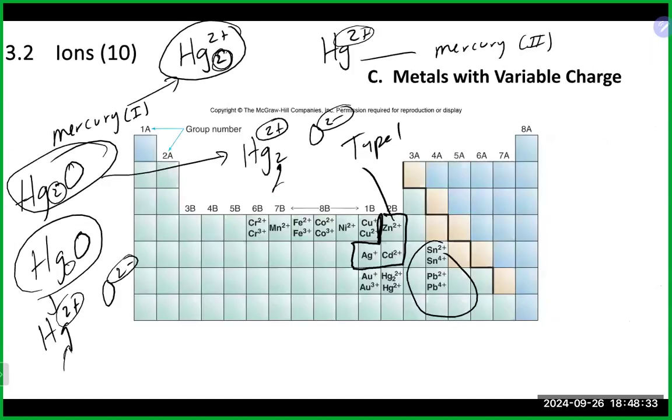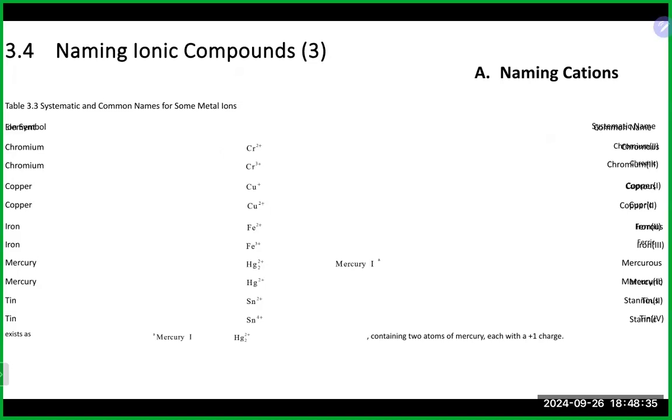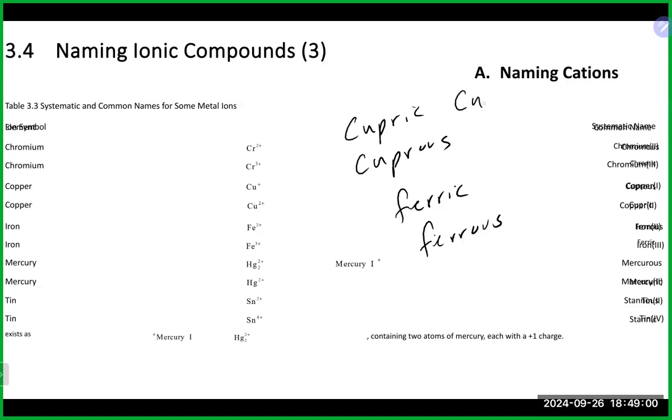There's also an older way of naming. The good news is we're not going to use the older naming way. The older way doesn't use Roman numerals, but the old school name, like cupric and cuprous, or ferric and ferrous. That would be copper 2, copper 1, iron 3, and iron 2.